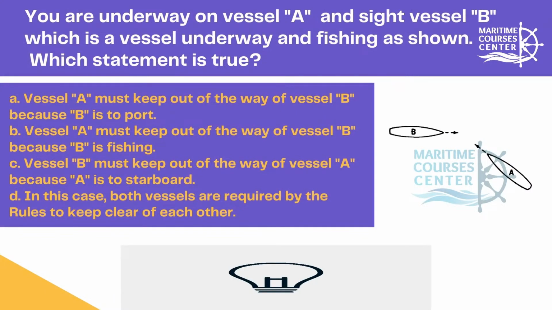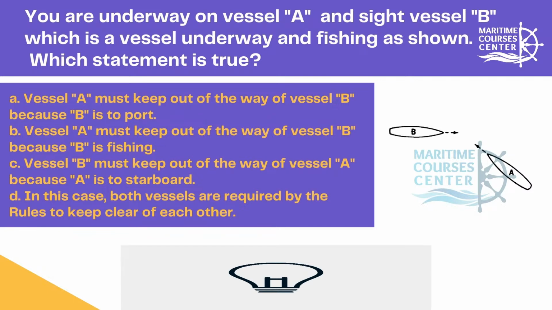You are underway on Vessel A and sight a Vessel B, which is the vessel underway and fishing as shown. Which statement is true? As you can see here, we have a Vessel A and Vessel B, and we want to choose the right answer.